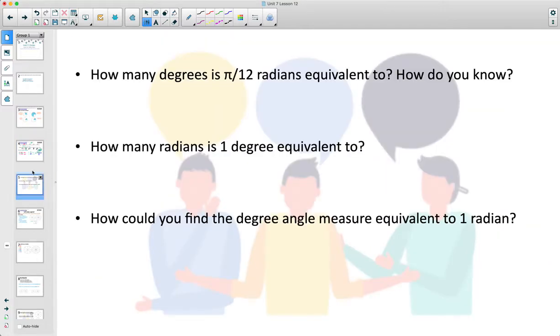So how many degrees would pi over 12 radians be equal to? And how do you know? How many radians is 1 degree equivalent to? How could you find the degree angle measure equivalent to 1 radian? So decide if you can answer those questions and then come back to the video.